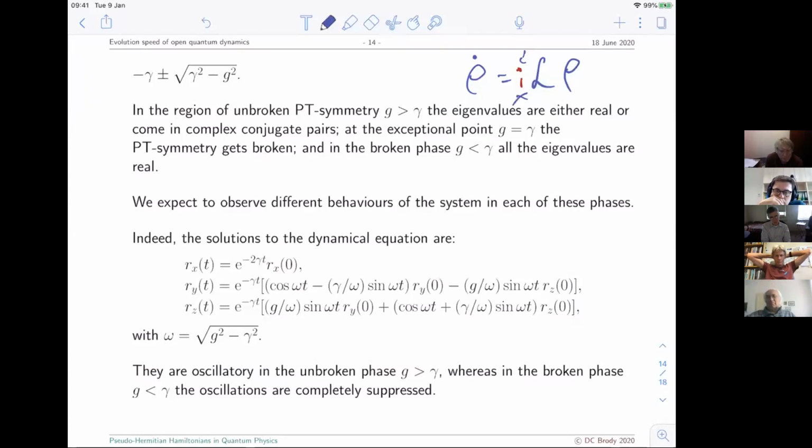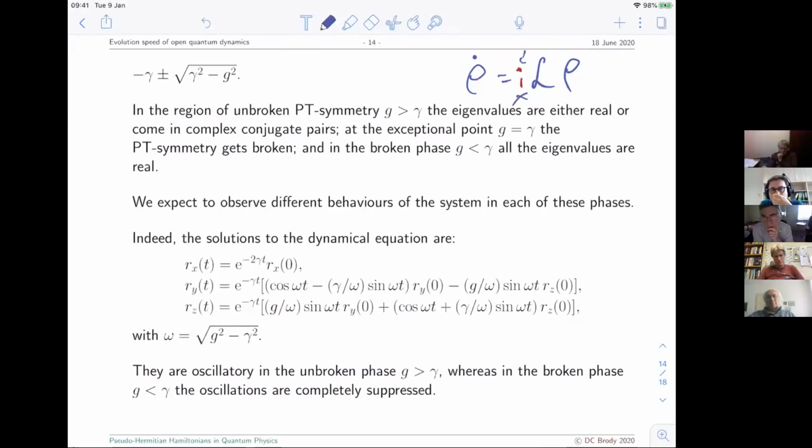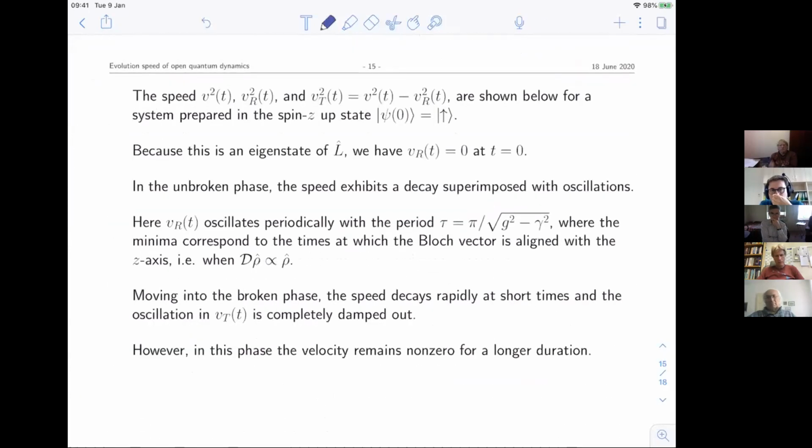But when omega becomes imaginary in a broken phase, then cosine and sine become hyperbolic cosine and i times hyperbolic sine. So you get a rather different behavior altogether, okay? So that's what we find. And I just close off by showing, one other comment before I show you the plots.